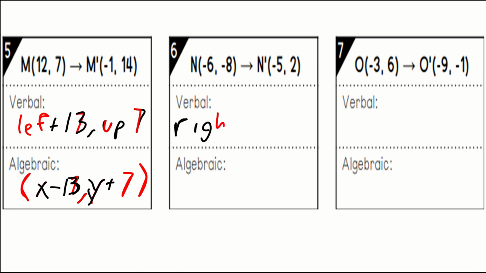So right 1, up 10. The X values went from -6 to -5. That's an increase of 1. If X is increasing, that is going to the right. Y values went from -8 to +2. So that is increasing. And that's going 10. Increasing is up for Y's. Number 7.